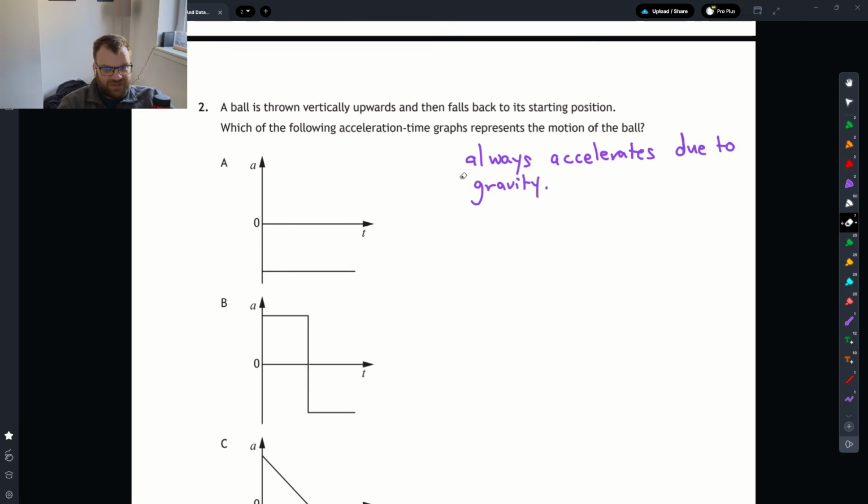We are going to have gravity pulling it towards the ground. That means it's going to have constant acceleration. It's been dragged down towards the ground. It's going to be negative 9.8. We are looking for a graph that shows constant acceleration.